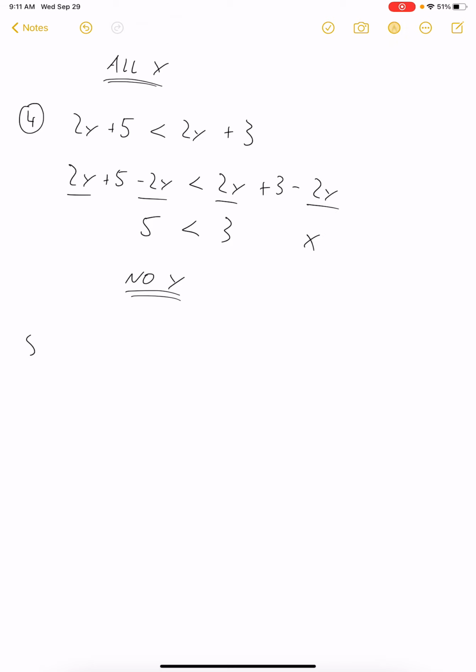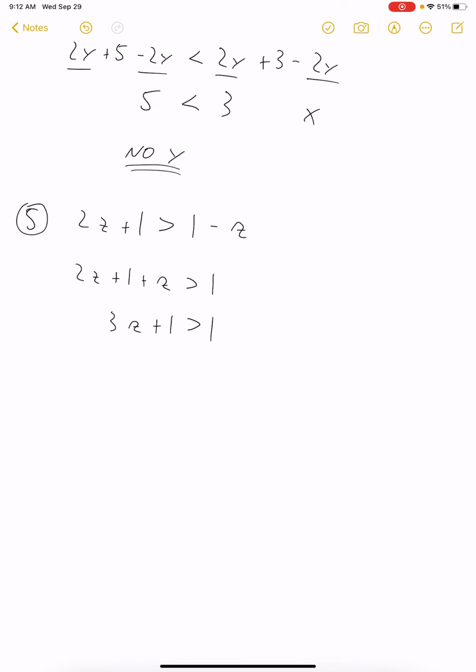Problem number 5. 2 times (z plus 1) is bigger than 1 minus z. So let's move all z to the same side of the inequality by adding z to both sides. 2z plus 1 plus z is bigger than 1. 3z plus 1 is bigger than 1.